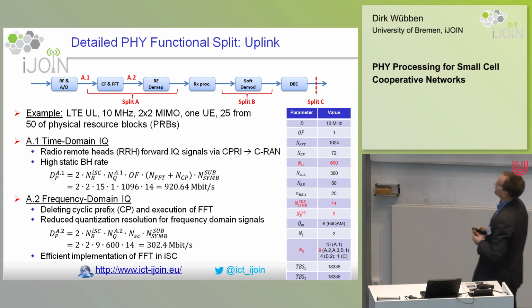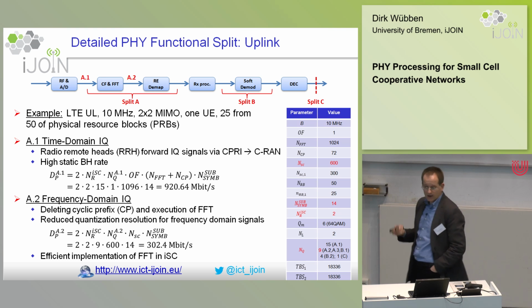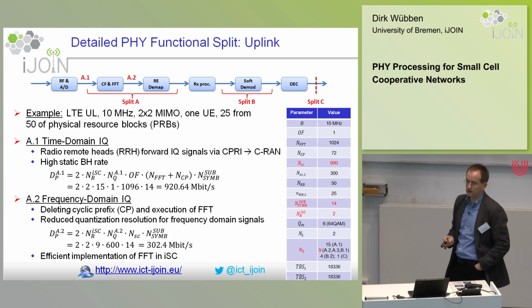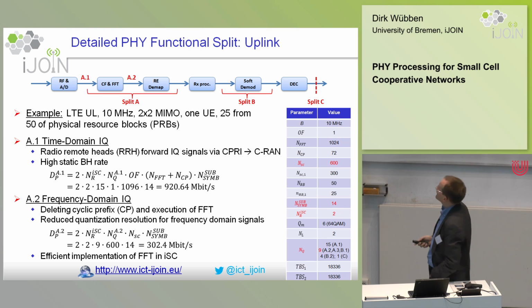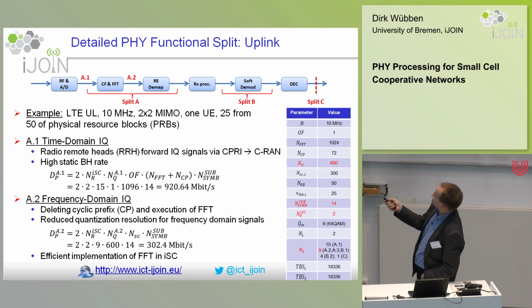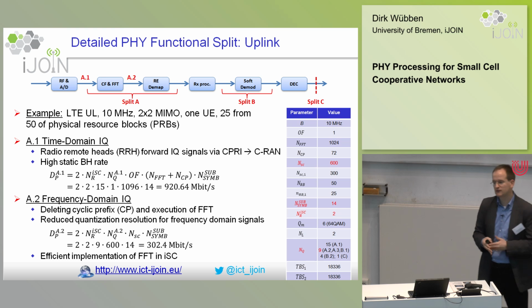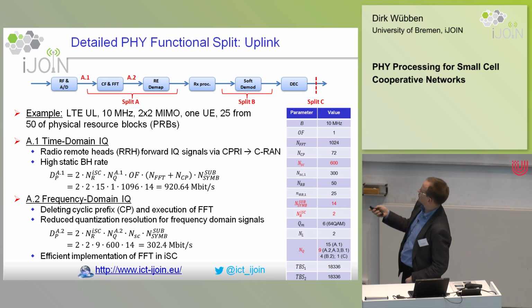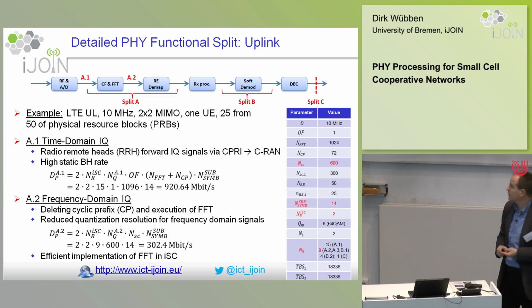And let's talk about an example, an LTE uplink, 10 megahertz, 2 × 2 MIMO, 1 user only served, which uses nevertheless 25 out of the 50 available physical resource blocks. The numbers that you can see here on the right-hand side. So the first possibility is we are forwarding the time domain received signals. The IQ signals are quantized. So we have here the throughput which is required. We have 2 for the in-phase and for the quadrature component.